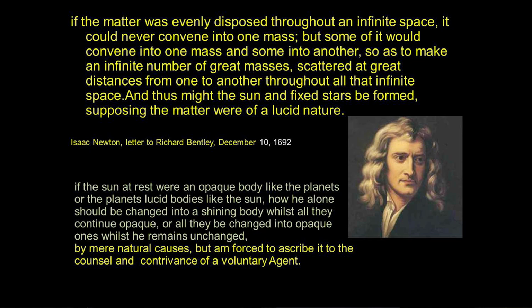So this is what worried him. He said, if the sun at rest were an opaque body like the planets, or the planets lucid bodies like the sun, how he alone should be changed, how he could go from one into a shining body whilst all they continue opaque, or they all be changed to opaque ones while others remain unchanged. In other words, by mere natural causes.